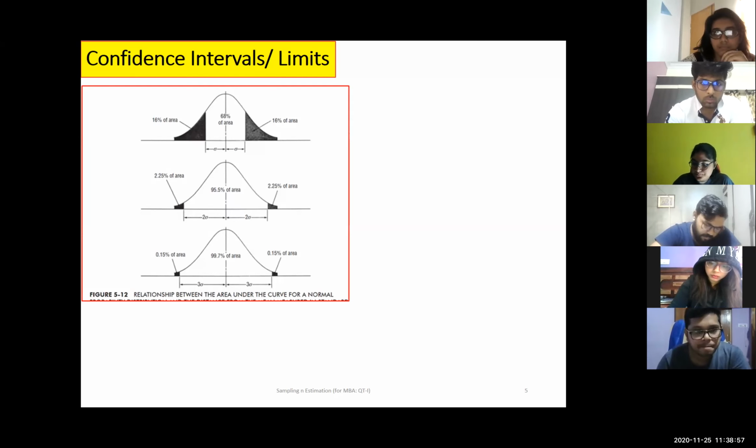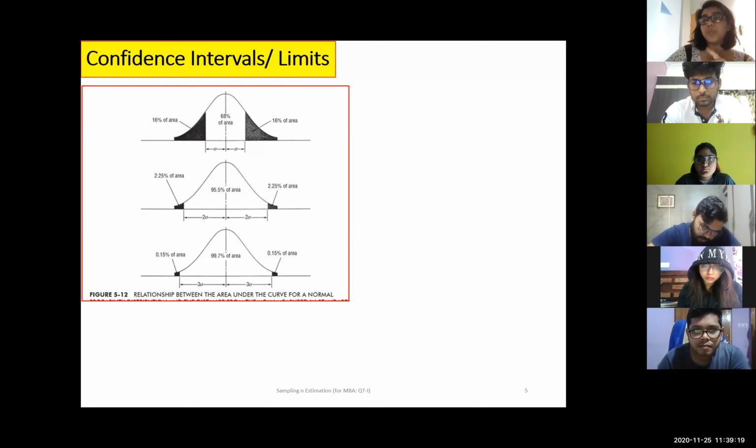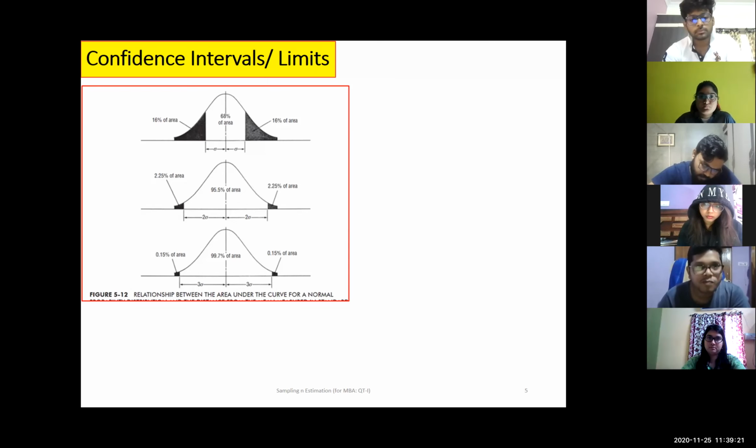What are the limits? For 99.7% confidence, what is the limit? Mu minus 3 sigma to mu plus 3 sigma. Very good. That much you have to write. For 1 mark, you just write that only.